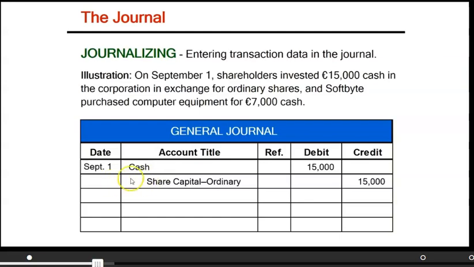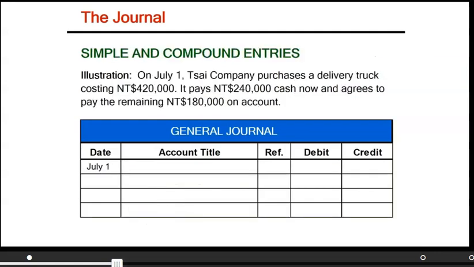All right. Notice you indent. You don't put it close to the line like you did with cash. You move in and record the credit. The second transaction on the same date, I bought equipment. So equipment goes up. An increase in an asset account is a debit. And I paid cash for it. So a decrease in an asset account is a credit. And that's how we journalize.